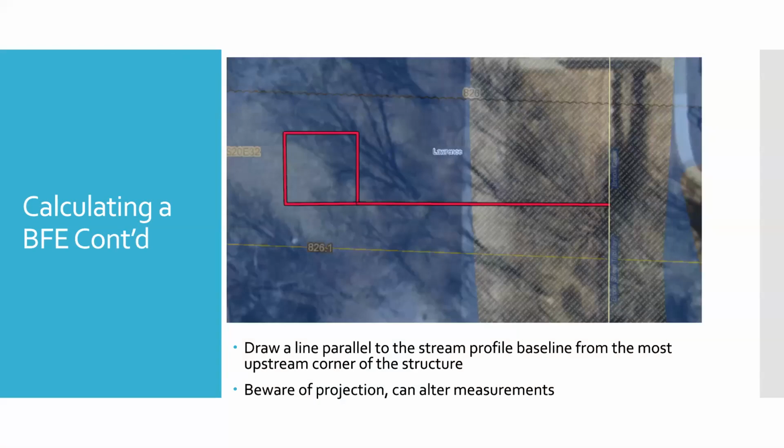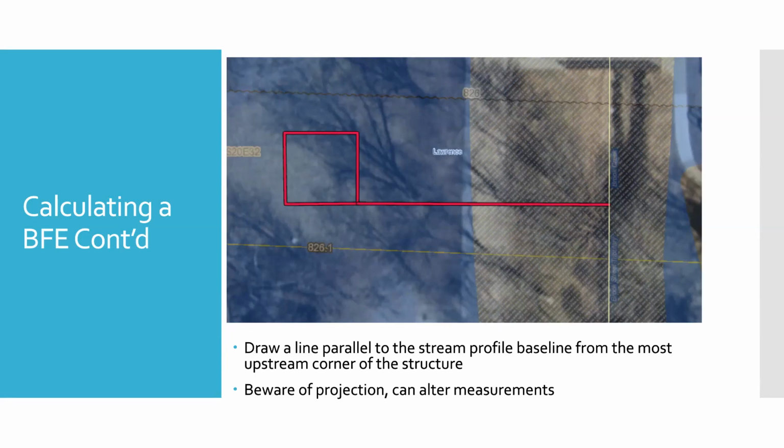So since I have digital data, I will be calculating this in a GIS. It's basically the same process on a paper map. You'll just be using a ruler instead of digital measuring tools. So what you want to do is draw a line parallel to the stream, or in this case, the stream profile baseline, which is one of the shapefiles that comes in the National Flood Hazard Layer when you download it and put it in your GIS.